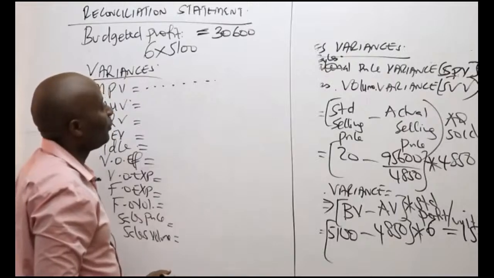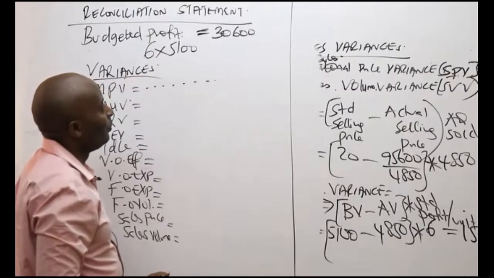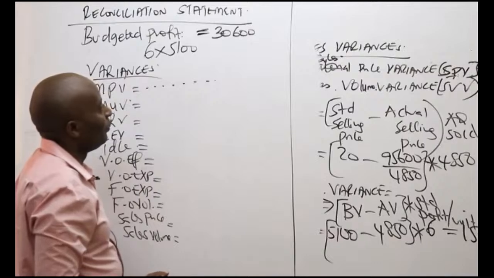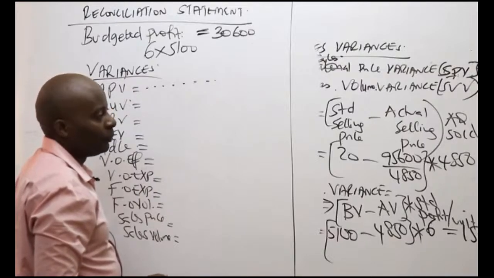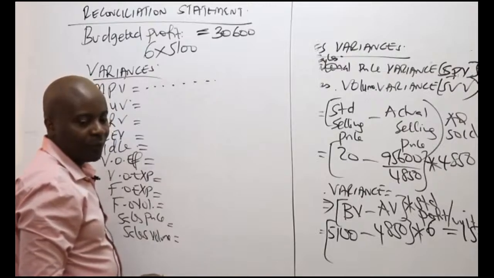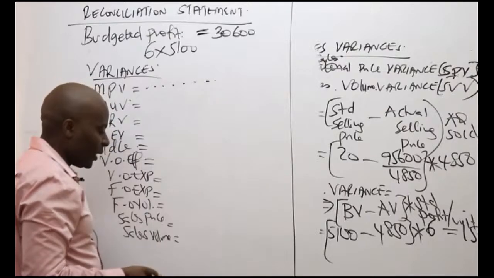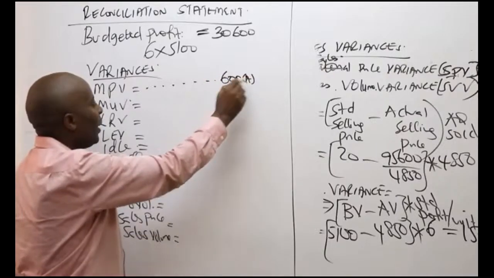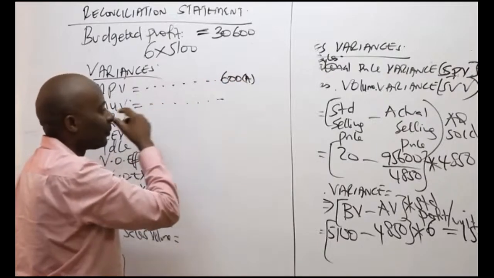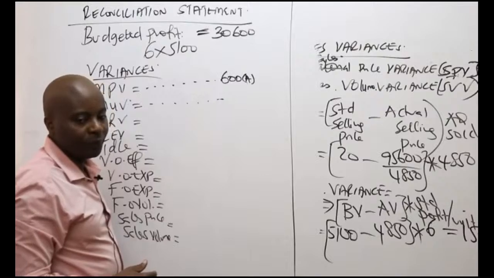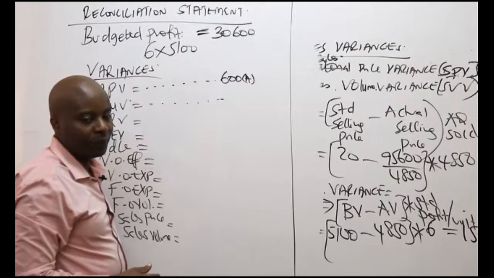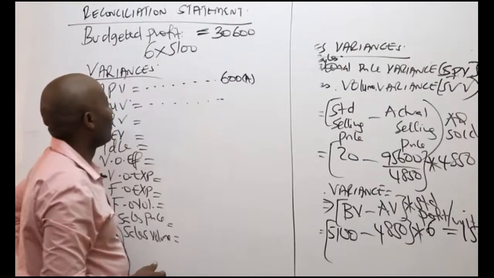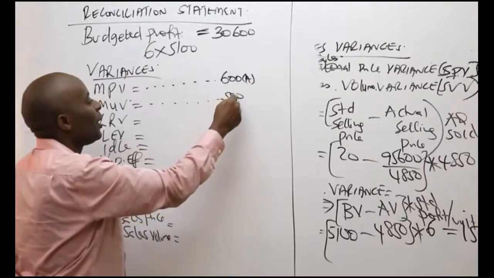MPV equals... Please give us the figures very fast. We finish in 2 minutes. 600A. How about MUV? 500F. Thank you very much.